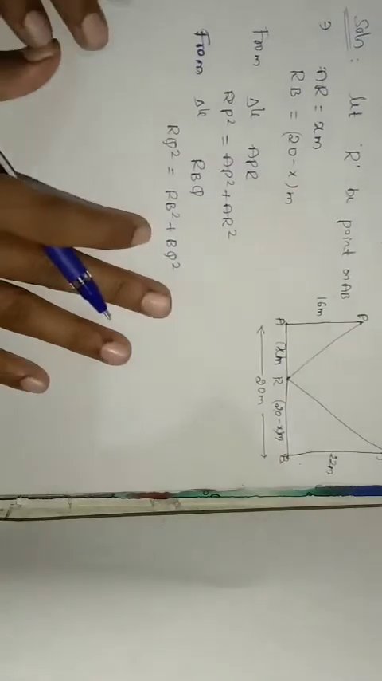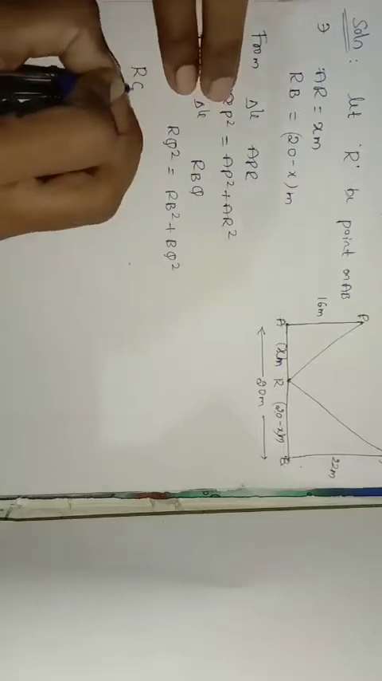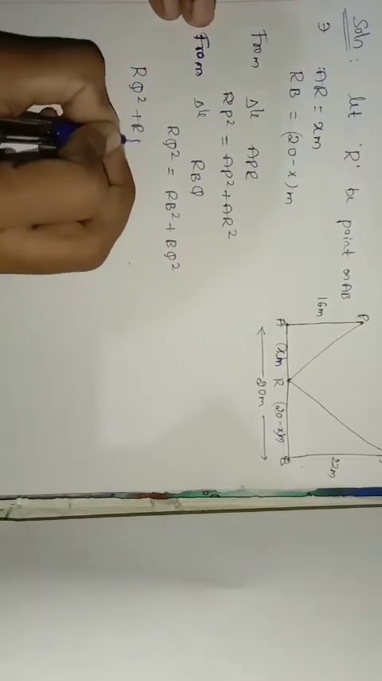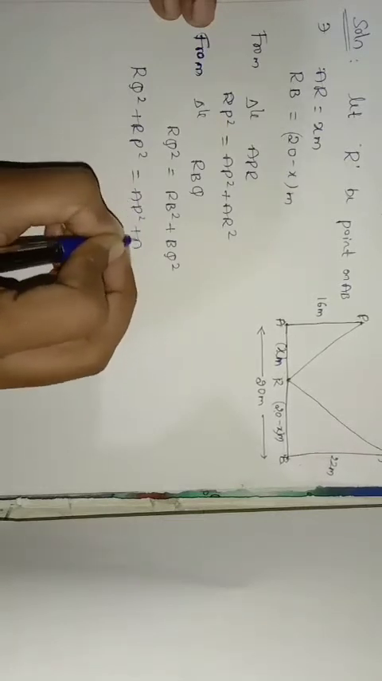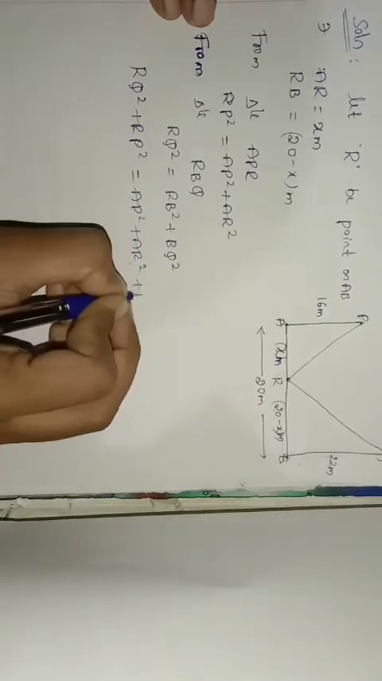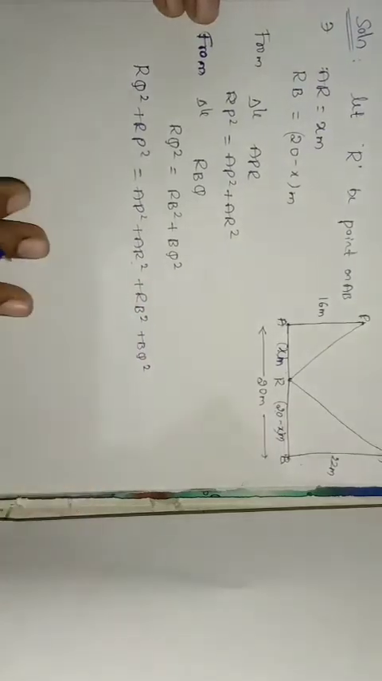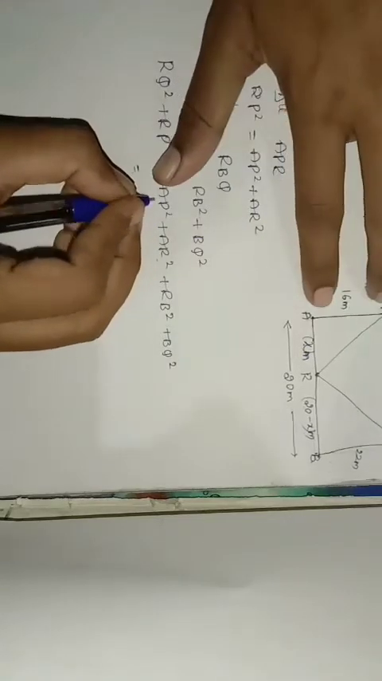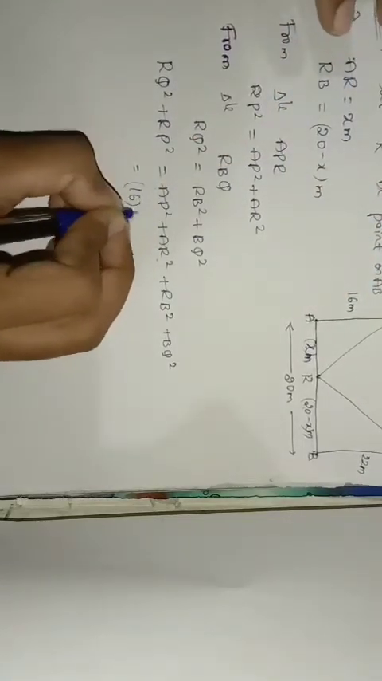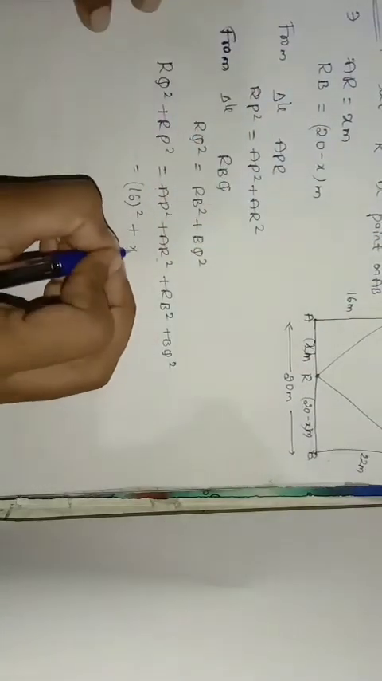Okay, so see, if you add these two things, what happens? So RQ square plus RP square is equal to AP square plus AR square plus RB square plus BQ square. So AP is 16. What is the AP? See, this is the AP, that is 16 square plus AR. What is the AR? That is x square.